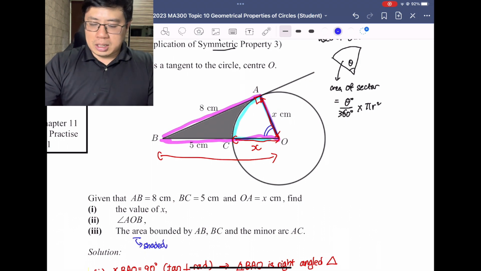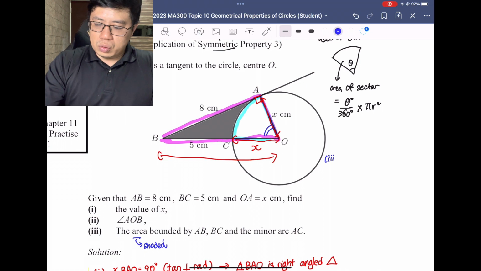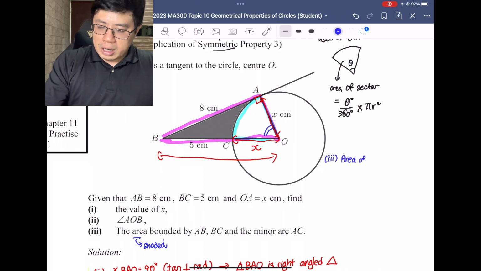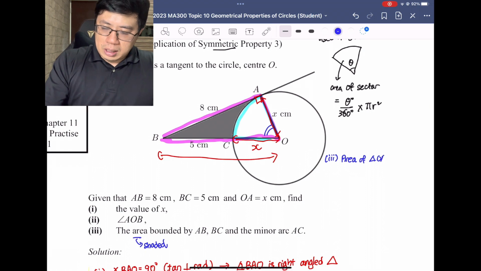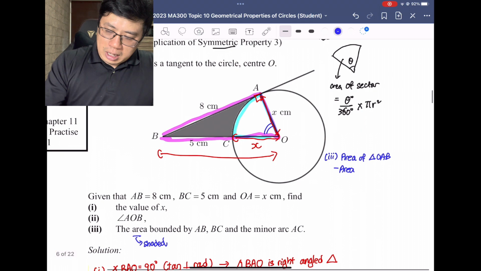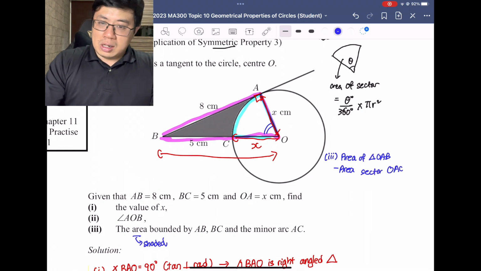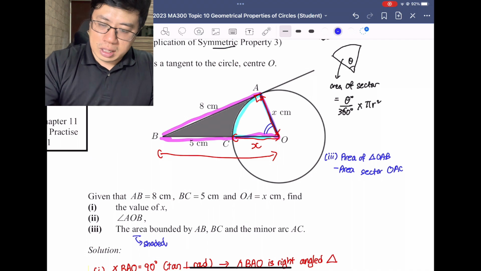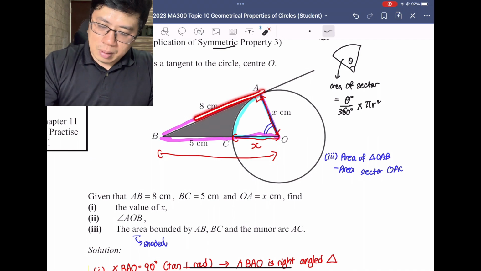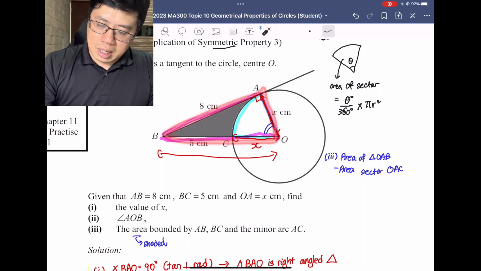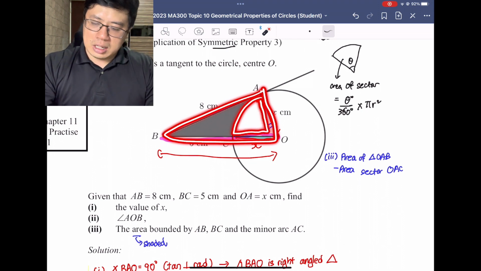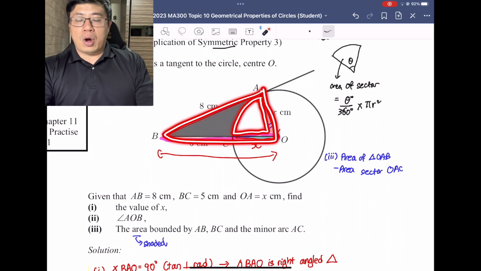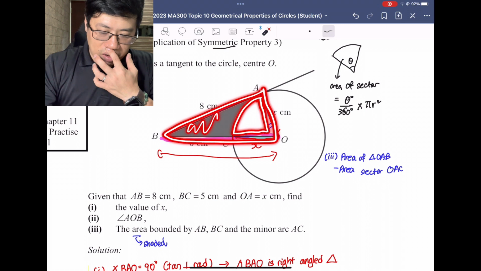For part 3, what I'm going to do is take the area of triangle OAB, subtract away the area that's bounded by this sector OAC, which is over here. So let me just say again, I'm going to take OAB, subtract away OAC over here in order to find out my shaded region.